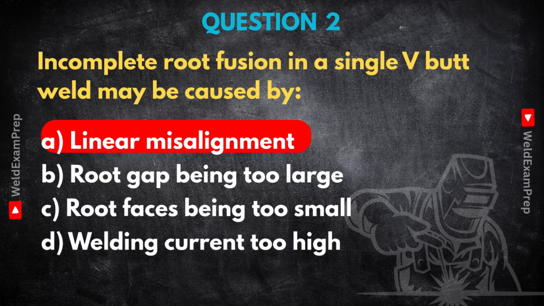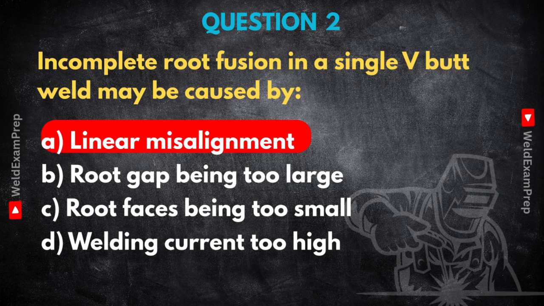A large root gap, as we said, leans towards burn-through. Yeah. Small root faces might cause excessive penetration. High current could cause burn-through or undercut. But that specific issue of fusion failing at the root points most directly to that physical misalignment. So it's not just about heat and filler, it's the actual physical setup of the joint before you even start.